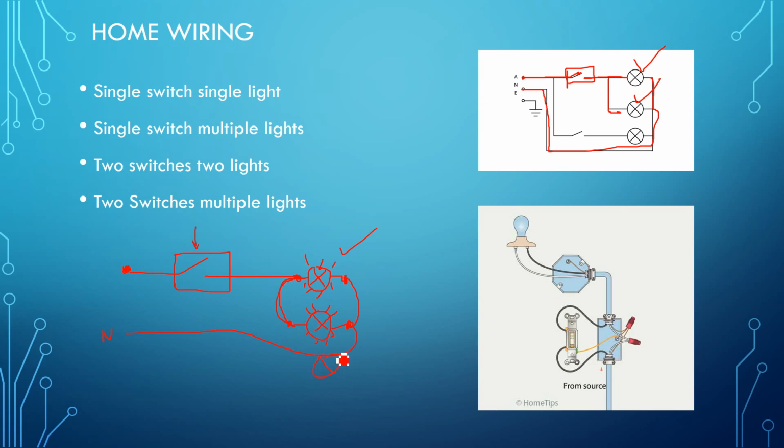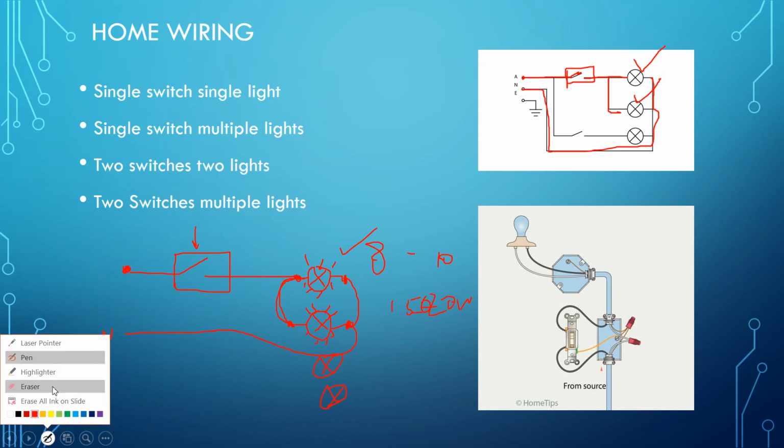If you have 4 lights, if you have 5 lights, in one loop, as we discussed previously, in one circuit you can connect up to 8 to 10 lights that will have 15 to 20 watt. So this is how you will have to connect a single switch and multiple lights.